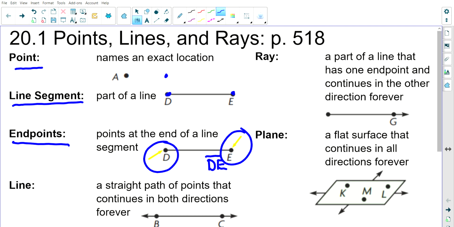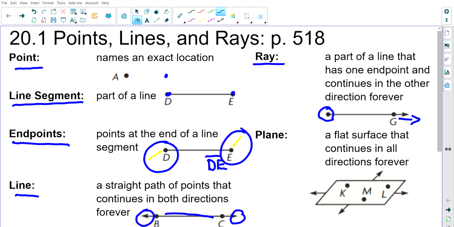Now a true line, not a line segment, but a true line is a straight path of points that continues in both directions forever. So it has to be straight, so we notice that this is straight, and do you see these arrows at the end? That means that it is continuing forever. That's the definition of a line. A ray is similar, except it has one endpoint and one side that continues forever.